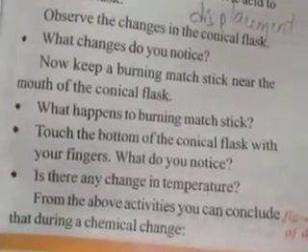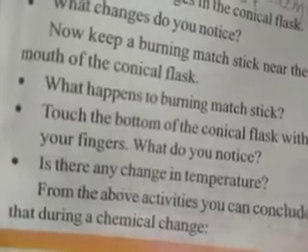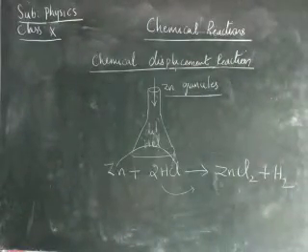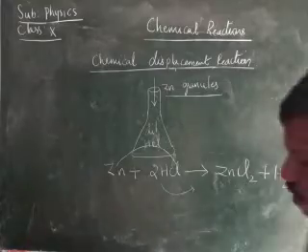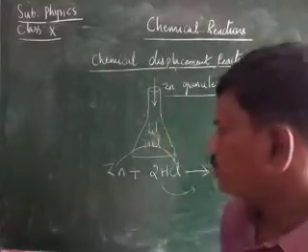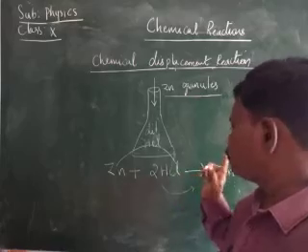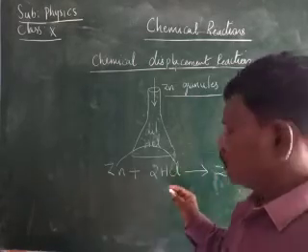Is there any change in the temperature? Yes. From the activities you can conclude that during a chemical reaction, heat is evolved or heat is absorbed. Therefore in this reaction heat is evolved. Okay, children. Therefore here zinc, when reacting with the HCl, gives zinc chloride and hydrogen.